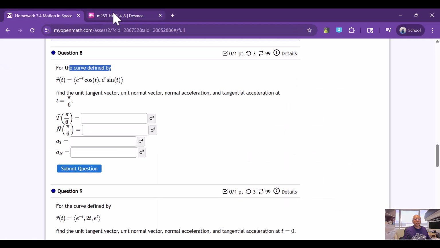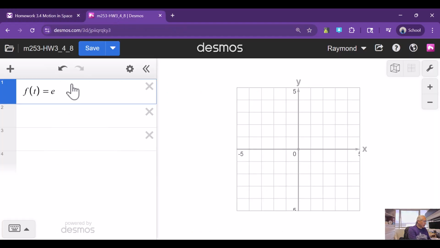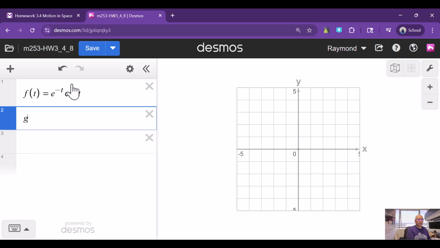Just a quick look again. It's e to the negative t power, and then we have a cosine t. And then our second function is going to be e to the regular t, and then this is multiplied times sine t.